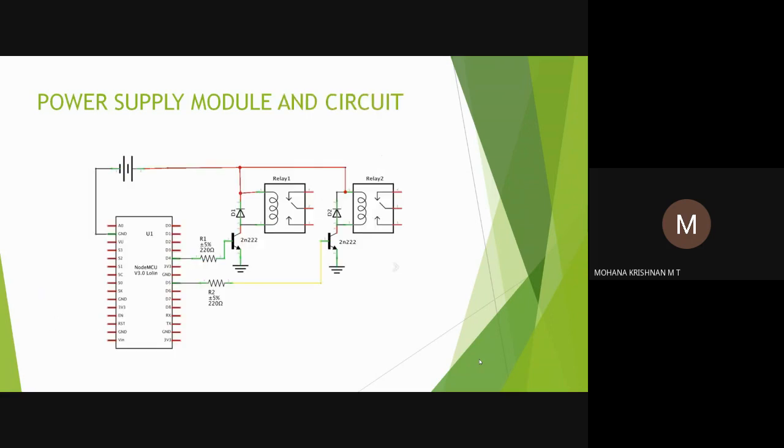Power supply module and circuit. We used two relays, relay 1 and relay 2, and an ESP8266.